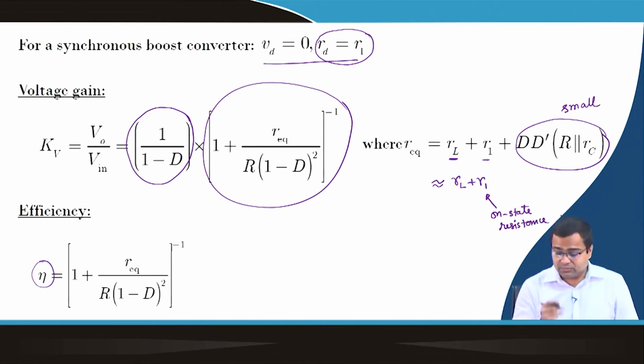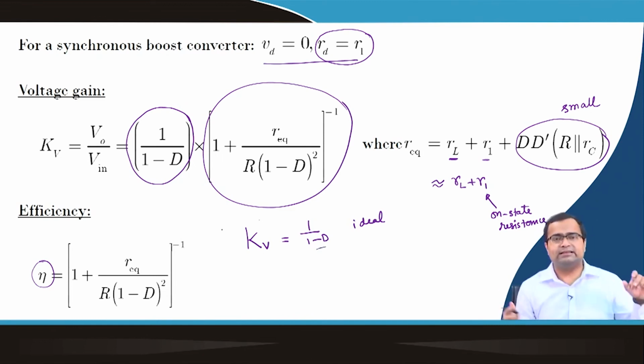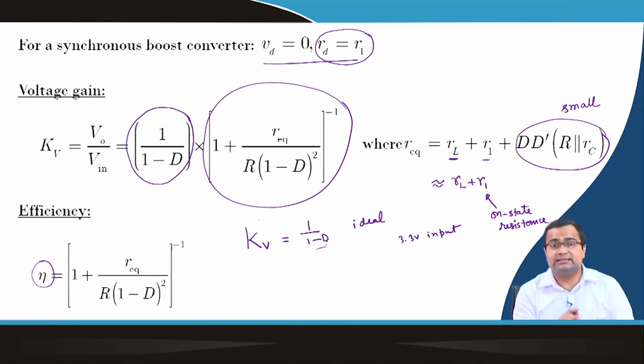Okay. Now, I want to show you an interesting point. Here, if you see the expression, for the ideal converter, we know kV is 1 minus D. This is for the ideal, which means if I increase the duty ratio, my voltage gain will increase and I can achieve any output voltage of an ideal boost converter. If we take, let us say, 3.3 volt as the input, then I can achieve even 300 volt in an ideal boost converter by suitably setting the duty ratio, but practically it is never possible.